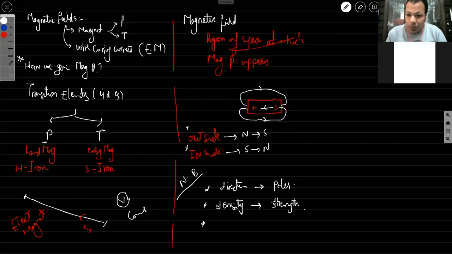So the direction of the magnetic field lines indicates the poles, and the density, or by other means the distance between each line and the other, determines the strength. And they can't intersect.